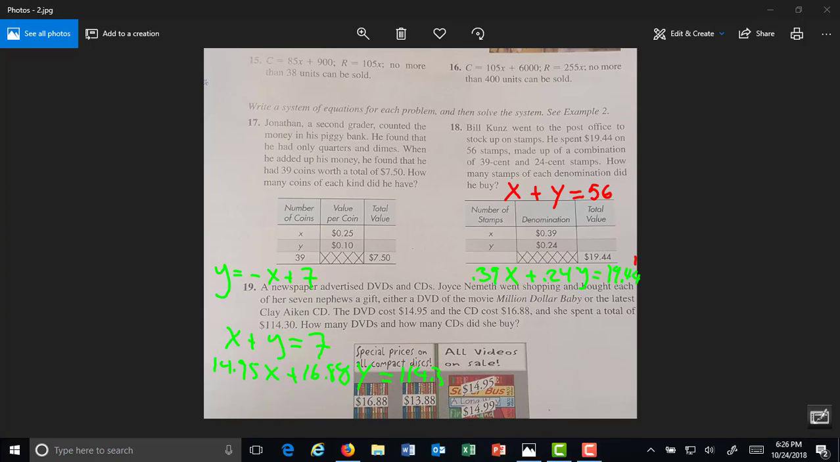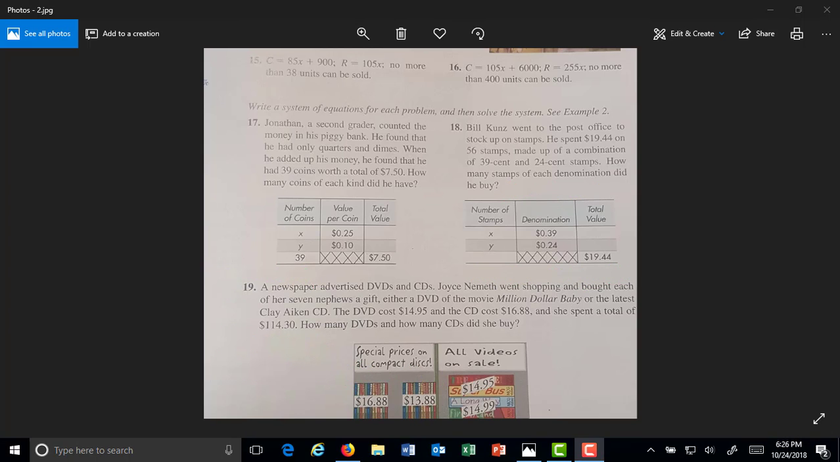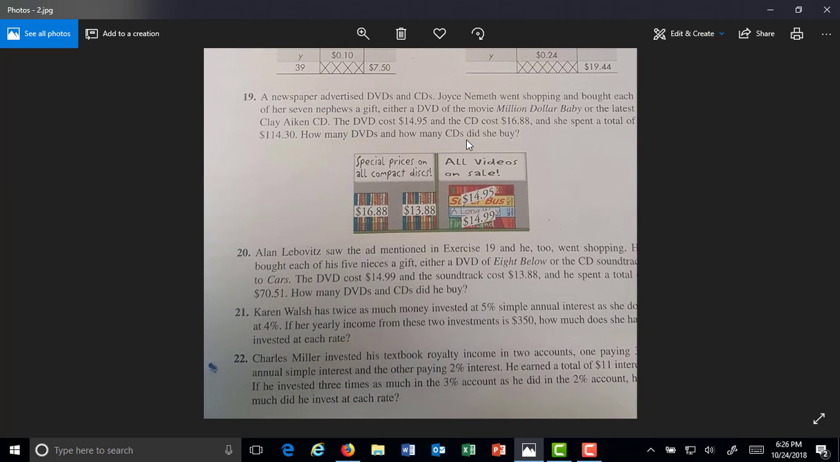104.3. All right, set those two up. Okay. Now, I hope you got that, it's still there. Okay, this guy, look how it's the same pattern. So this guy saw the ad mentioned in 19.